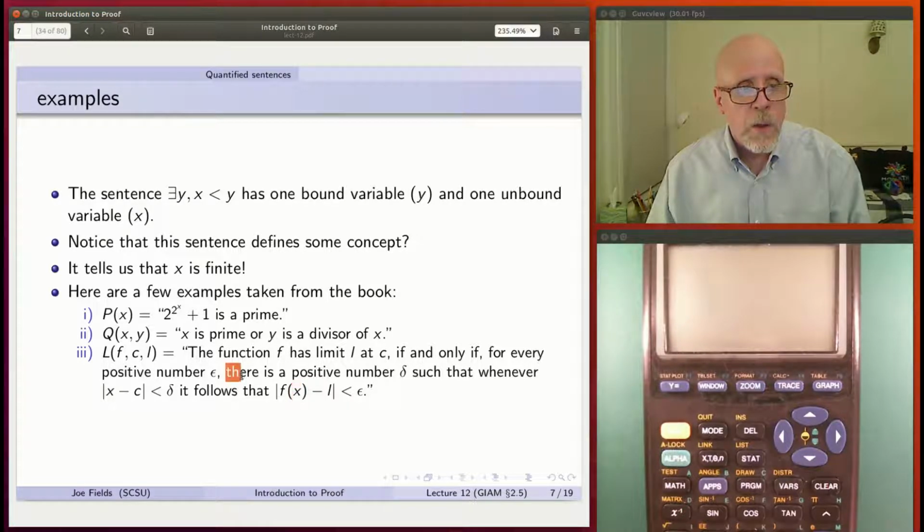You see how it says there is a positive number delta? We get an existential quantifier on delta. Where's the word that tells me epsilon is quantified too? Here it is: for every positive number epsilon. So we got for all epsilon, there is a delta such that, here's another word that indicates a quantifier status, whenever |x minus c| is less than delta. That's really saying that x is arbitrary, except it satisfies that condition. Or you could think of that as part of an if-then, and then x is literally just arbitrary.